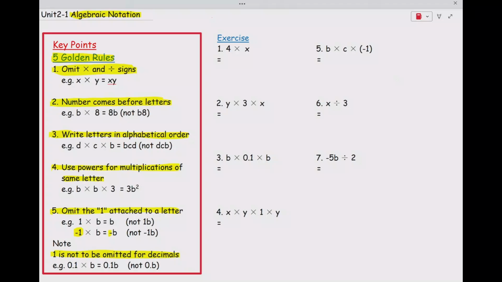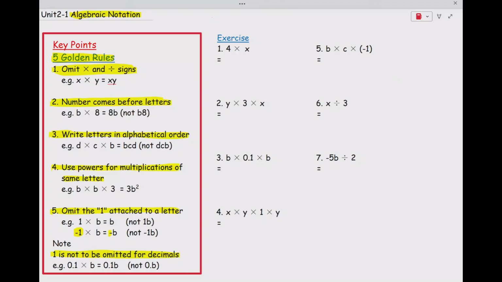Since this is a multiplication of numbers and letters, let's recall the 5 rules again. First, Rule 1. Omit the multiplication and division signs. Rule 2. Numbers come before letters. Rule 3. Letters are arranged in alphabetical order. Rule 4. Multiplications of the same letter are expressed as a power of the letter. And Rule 5. Omit the ones attached to the letters. Those were the 5 rules.